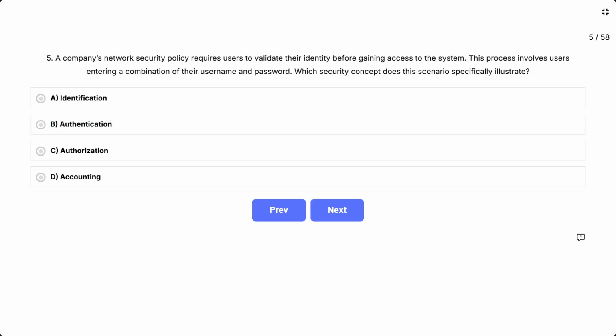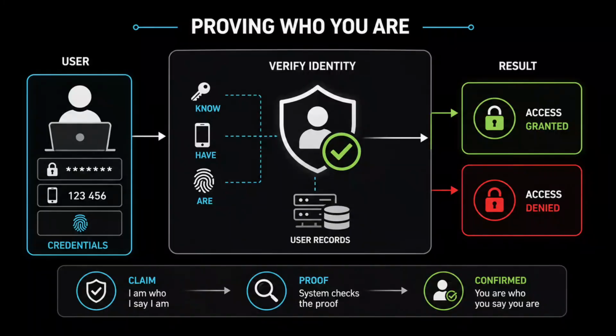Question 5. A company's network security policy requires users to validate their identity before gaining access to the system. This process involves users entering a combination of their username and password. Which security concept does this scenario specifically illustrate? Options: A. Identification. B. Authentication. C. Authorization. D. Accounting. This question is about the AAA Framework: authentication, authorization, and accounting.